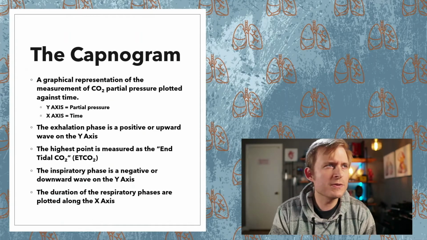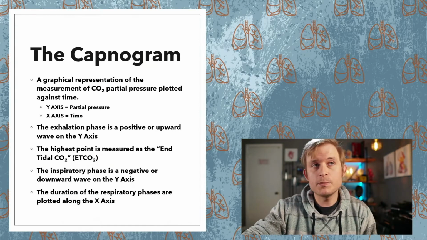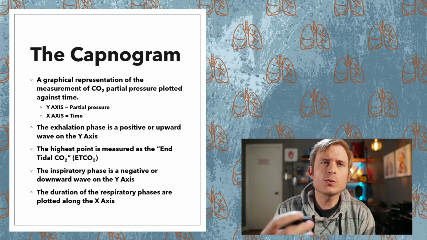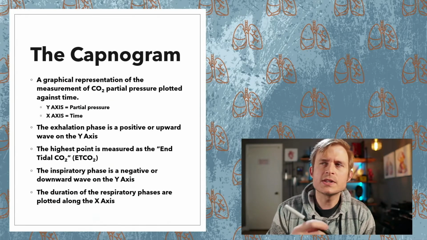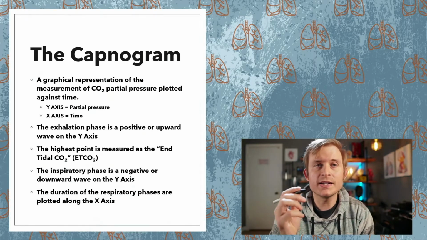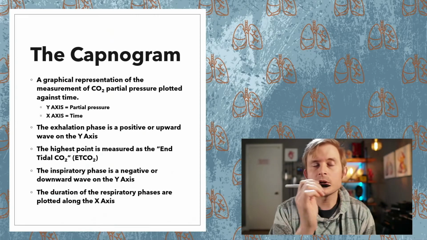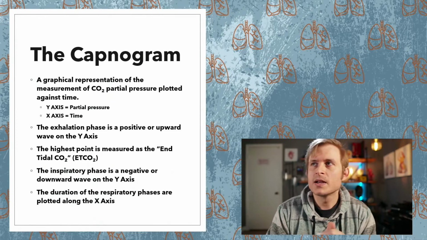During the inspiratory phase, CO2 is being actively pulled away from the sensor site, and you get a negative or downward wave on the y-axis. The duration of the entire respiratory phase is then plotted along the x-axis, the horizontal axis, and you get your time frame, basically.